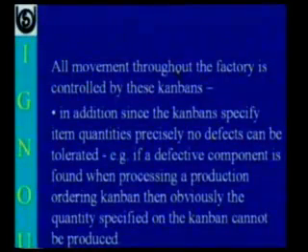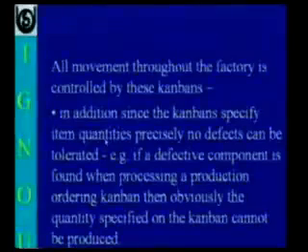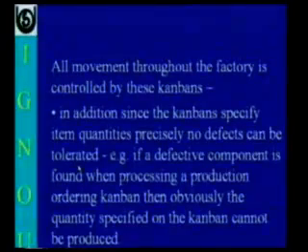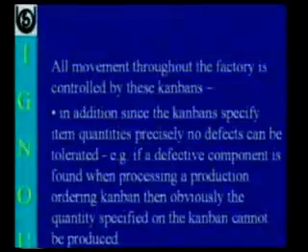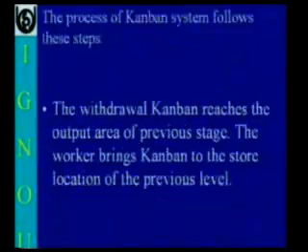All the movements throughout the factory are controlled by these Kanban. In addition, since the Kanban specifies the item quantity precisely, no defects can be tolerated. It means the worker who is subsequent to the next worker will not take the defective part, so the previous worker has to produce the quality product. Now I will explain the different processes in the Kanban system.